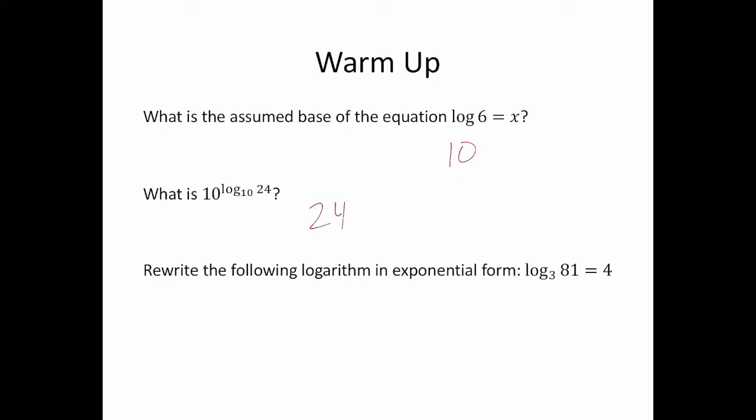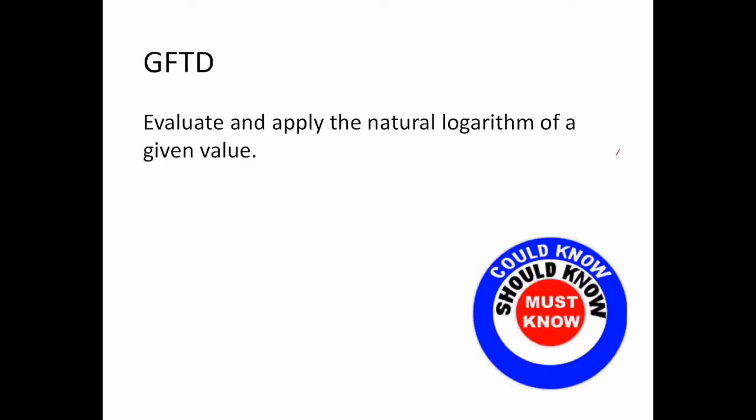The last one on the warm-up, it says rewrite the following logarithm in an exponential form. It's log base 3 of 81 equals 4. We say that's 3 to the 4th equals 81. Okay, so just a bit of a refresher on some of the logarithm stuff we've been doing throughout the last couple sections. Our goal for today is to evaluate and apply the natural logarithm of a given value.